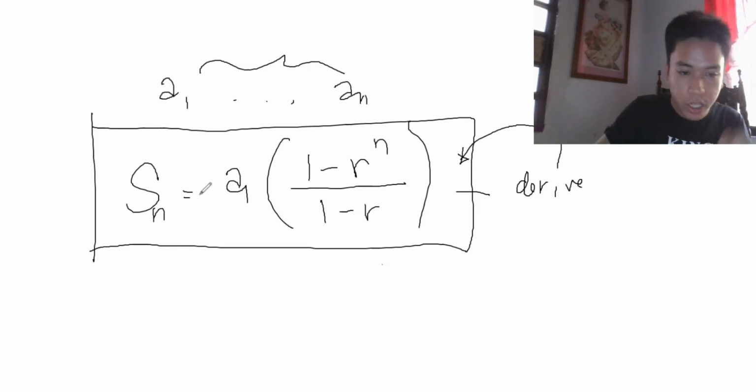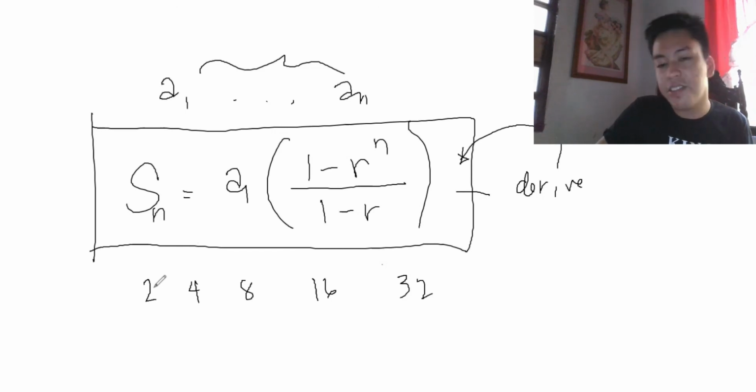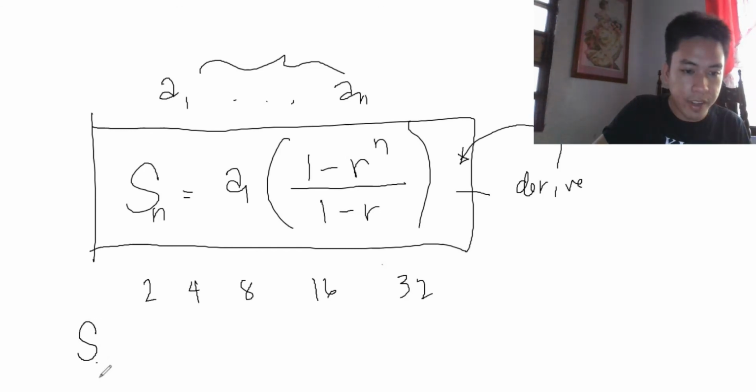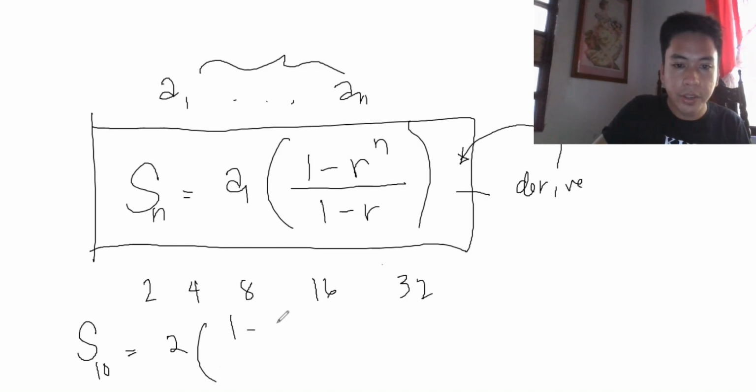So say for example, you have 2, 4, 8, 16, 32. If we are interested in finding the sum of the first 10 terms, that's going to be S sub 10, which is equal to 2 times 1 minus 2 to the 10 over 1 minus 2, since your r here is 2.